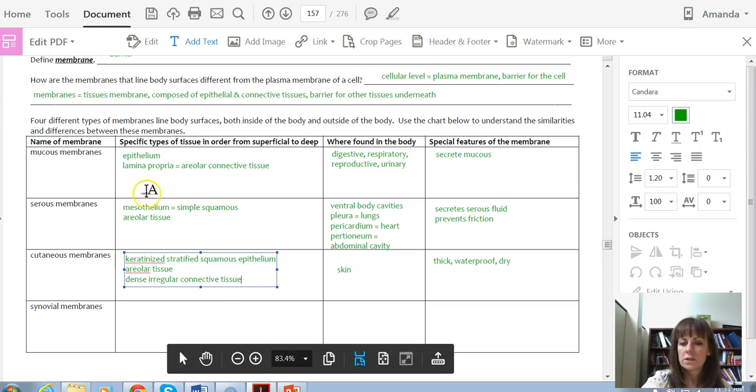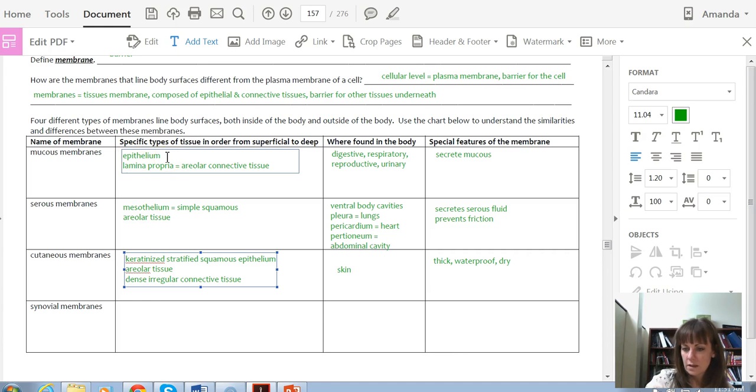One thing I want to say up here: the mucous membranes' epithelium can be simple layers, such as lining your digestive tract. But if you think about it, on our mouth, the outside is dry, so that's skin, that's cutaneous. You go inside, and that's actually a mucous membrane because it's wet. And because that membrane is subject to so much abrasion, it's going to be a stratified epithelium. So this epithelium for mucous membranes can be simple or stratified.